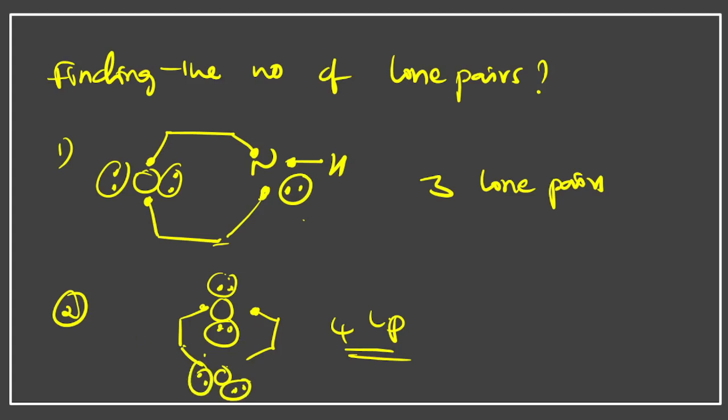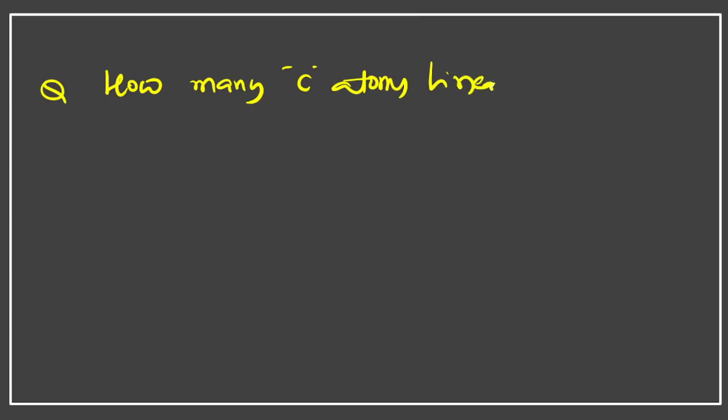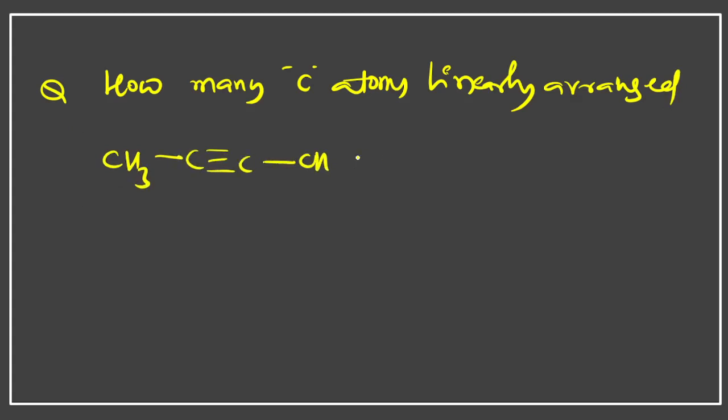Have a look at how many carbon atoms are linearly arranged. This is the question. How many carbon atoms are linearly arranged? Have a look at the example. It is CH3, C triple bond C, and CH double bond CH2. Finding the number of carbon atoms linearly arranged.